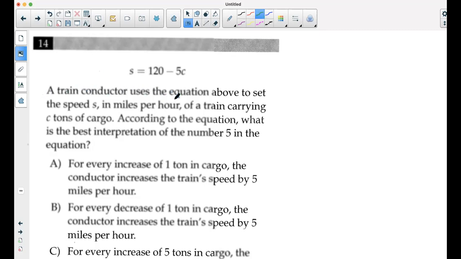The train conductor uses the equation above to set the speed s in miles per hour of the train carrying the c tons of cargo. So according to the equation, what is the best interpretation of number 5? Now, so I think what do you call that?